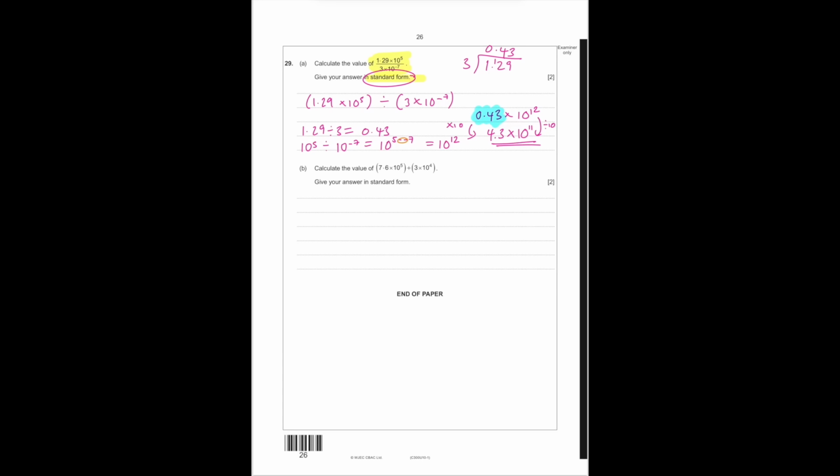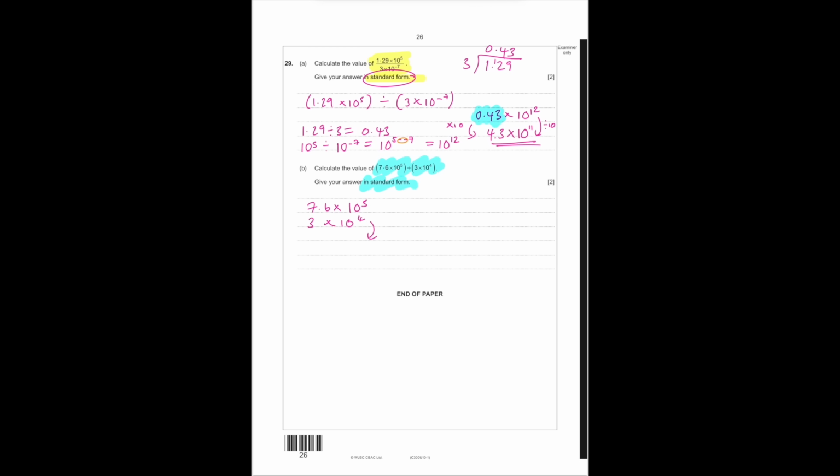Part B, calculate the value of this sum. Again, give your answer in standard form. So when we're adding or subtracting in standard form, you can either convert them to normal numbers, add them and then convert them back, or you can make the powers the same. I'm going to make the powers the same. So I've got 7.6 times 10 to the power of 5 and 3 times 10 to the power of 4. So I'm going to make this one be 10 to the power of 5.